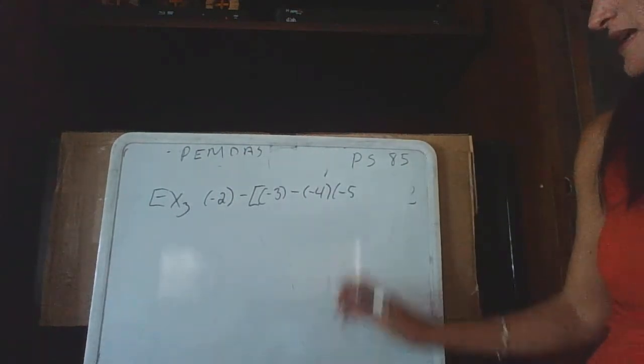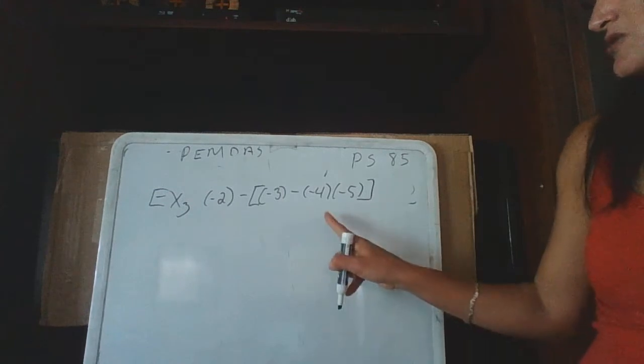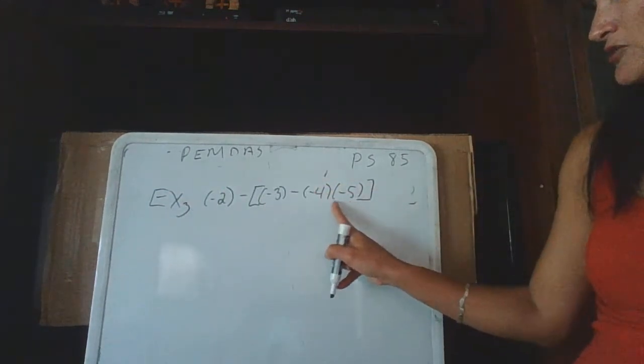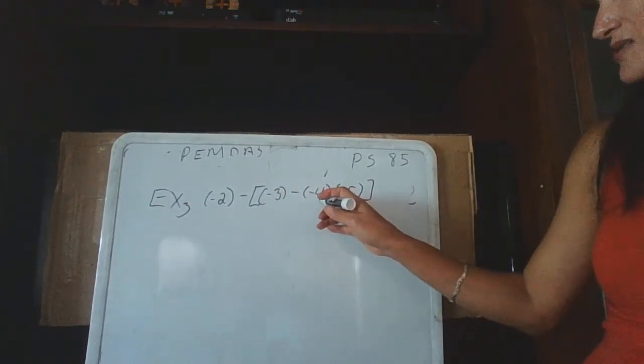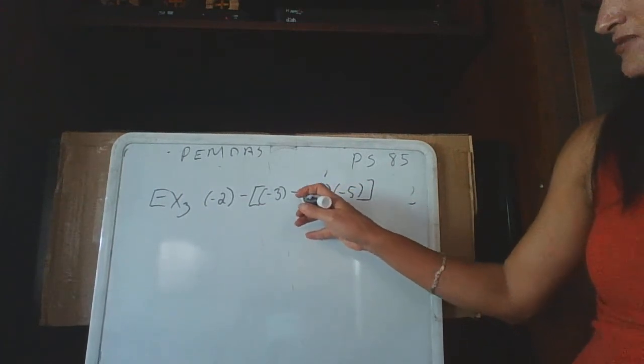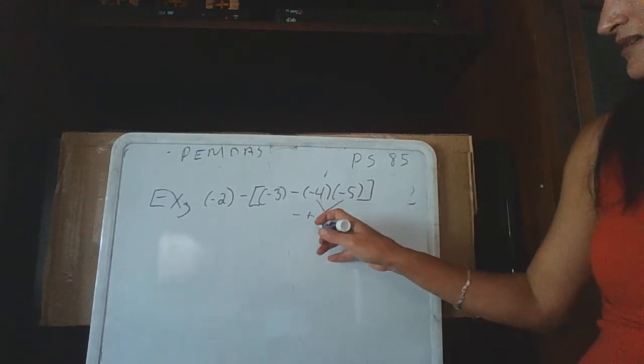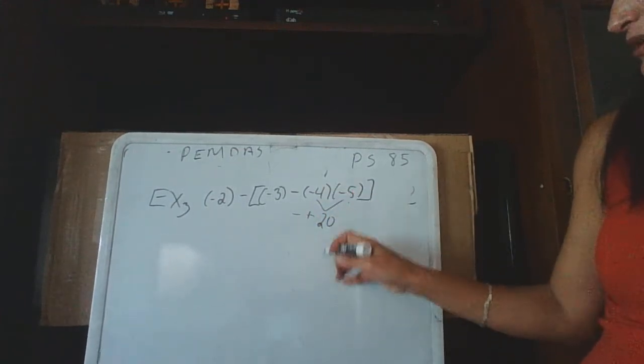So we're going to do the same thing over here. Let me finish writing this, and there's my bracket. So I'm going to work my innermost parentheses first. So that means this one. Negative times negative is positive, and then times another negative. So I have negative plus 20. So I multiplied, and I got positive 20.